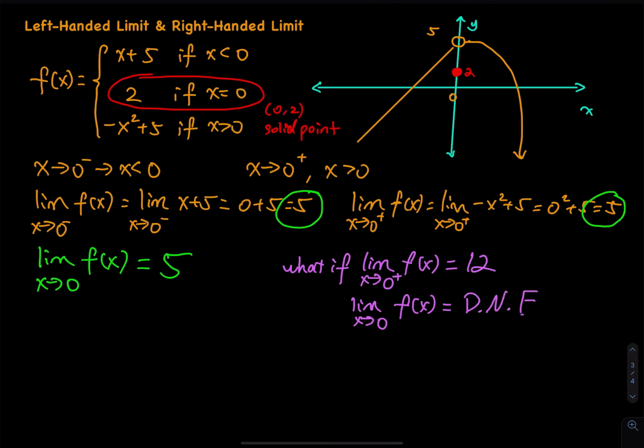not exist. Okay, so when you check the left limit and the right limit, if they are equal to the same value, then the limit exists. If they are not equal to the same value, then the limit does not exist. Okay, and then what else can we say?